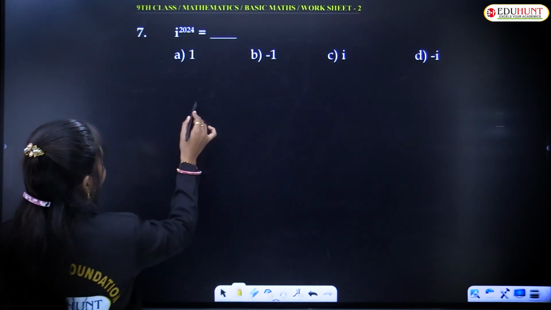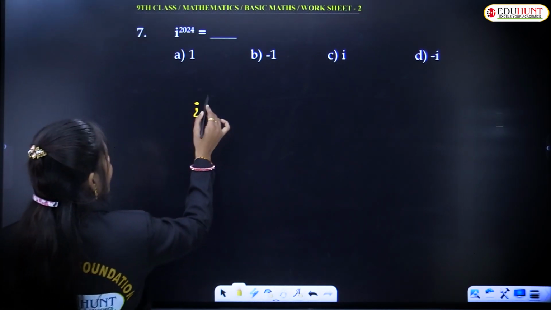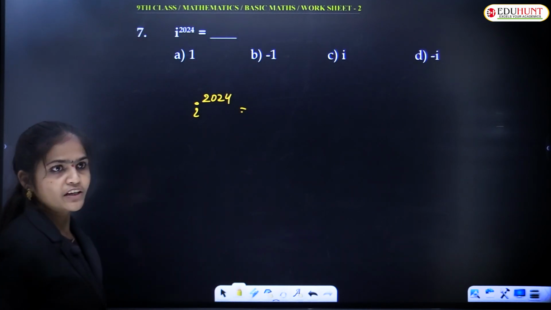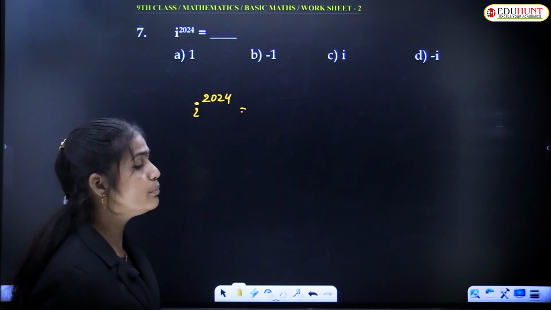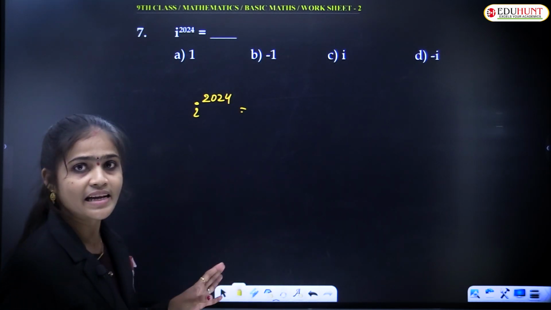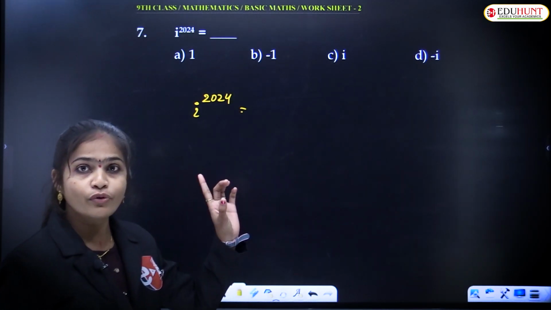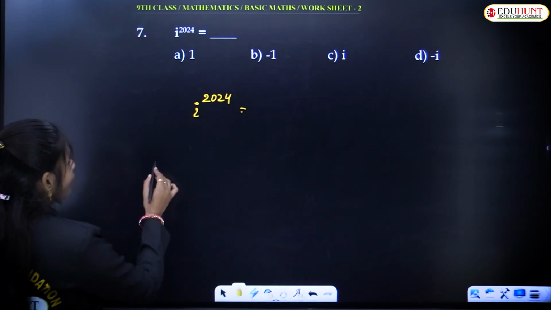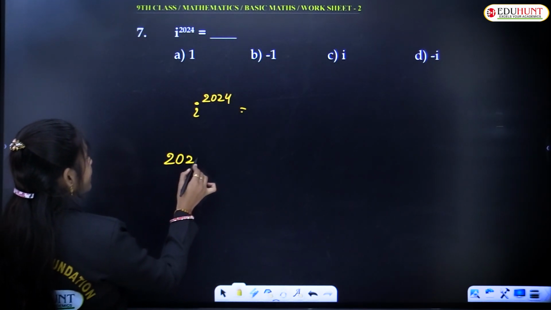And the 7th one, here onwards they are giving the question directly. See, already we know some values, right? So i power 2024. How can we find this much value, madam? Maybe you will get a doubt. Okay, just divide this power by multiples of 4. So 2024 divided by 4.